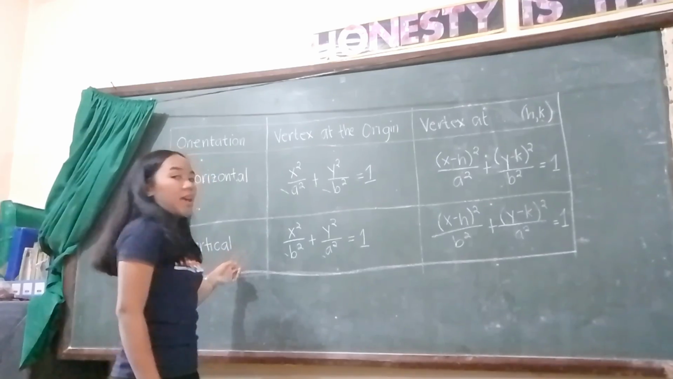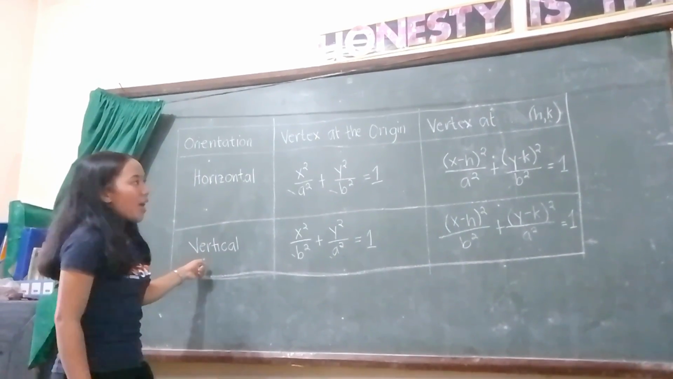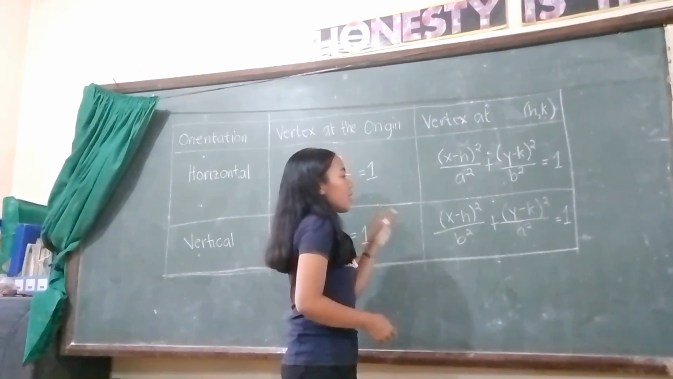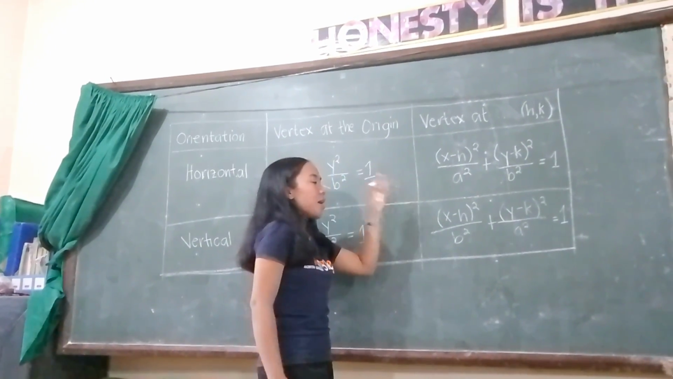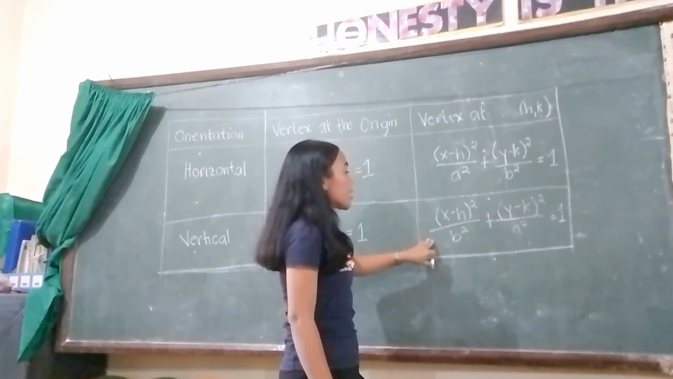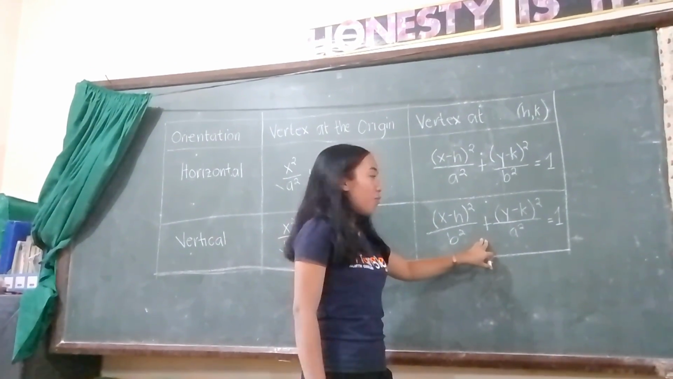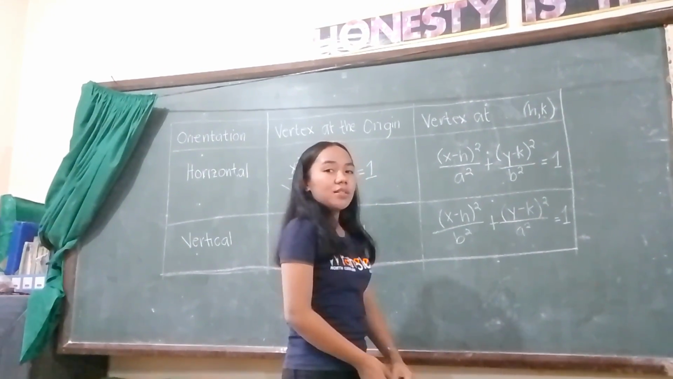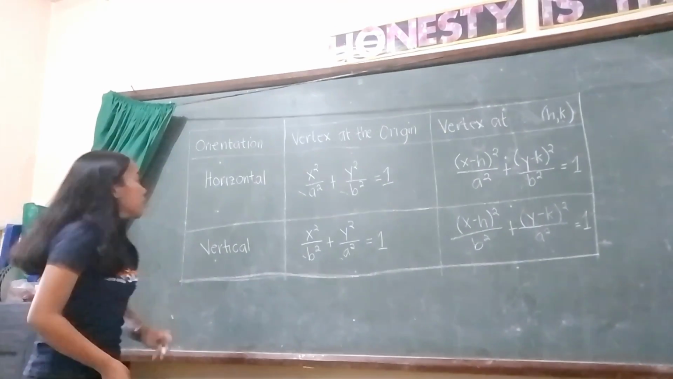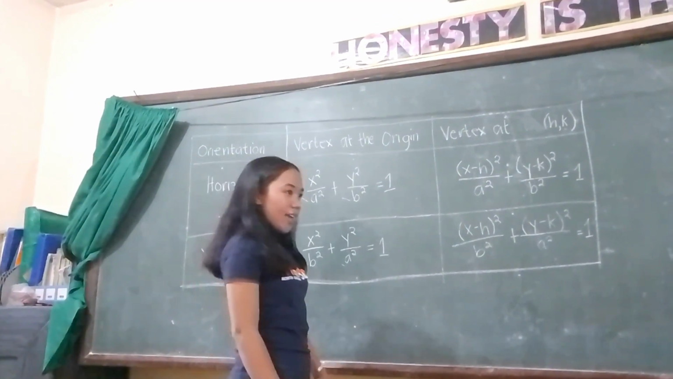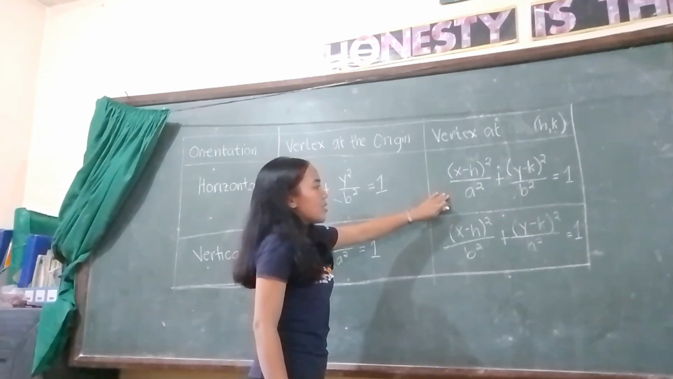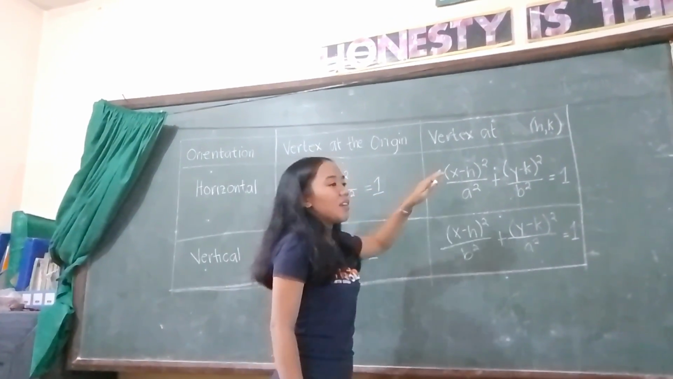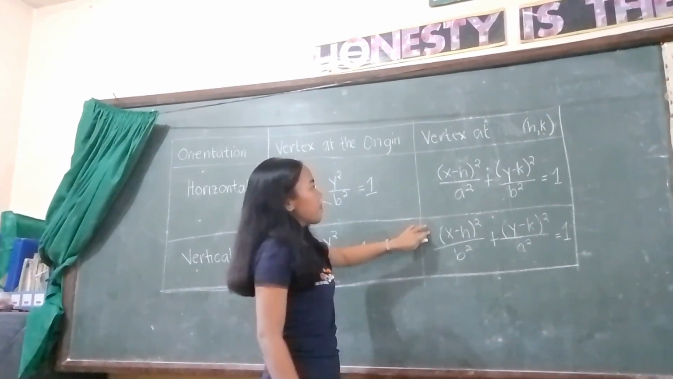But if its orientation is vertical and the center is at (h, k), we have the equation: the quantity of x minus h raised to the power of 2 all over b squared plus the quantity of y minus k raised to the power of 2 all over a squared is equal to 1. And also, as you can see, their denominators are the same as with the center at the origin, and the difference is in their numerators.